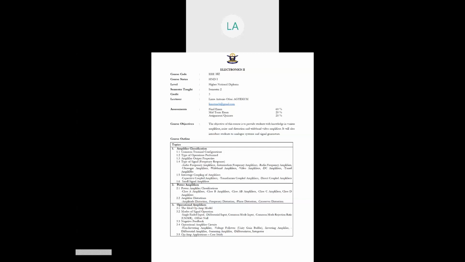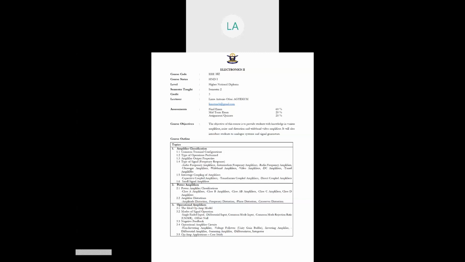Now, you realize that the topics have been classified, or the course has been outlined in topics. So, at the end of every topic, we would have some assignments and quizzes, as well as tutorials to go through what we have studied, look at some example questions, and then solve them.